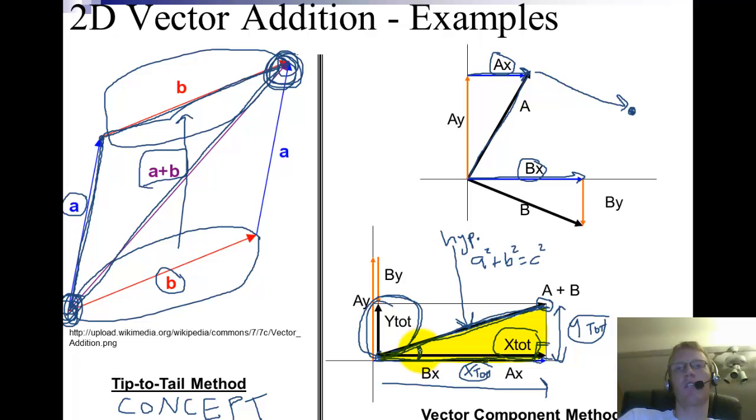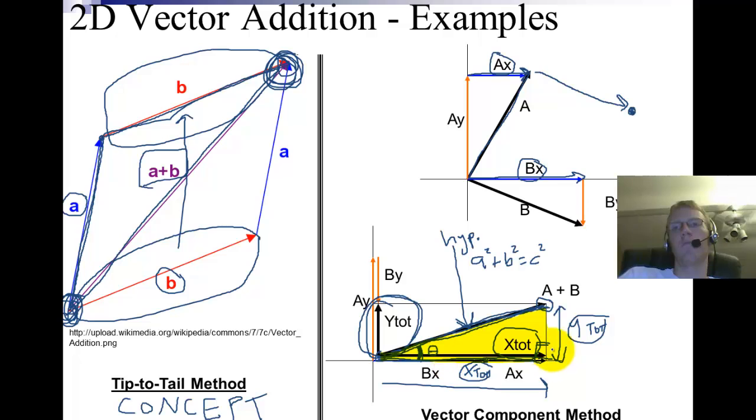What if you wanted to know what direction you're going? To get this angle here, you know the opposite side and you know the adjacent side, so you can write that tan theta, remember, tangent is opposite over adjacent. So in place of opposite, you're going to put in the y value, y total. In place of adjacent, you're going to put in the x total.